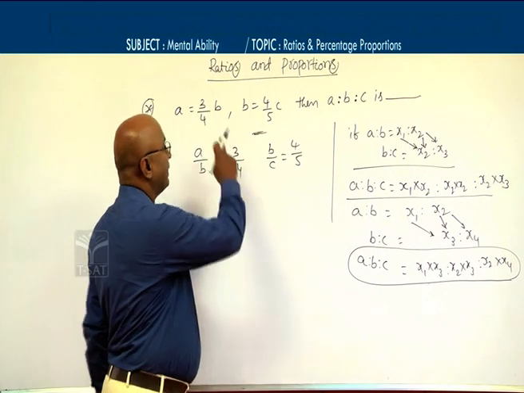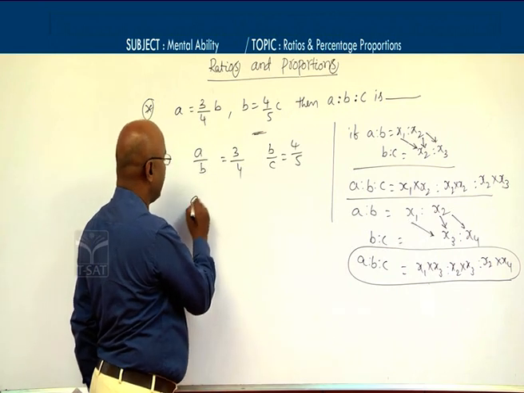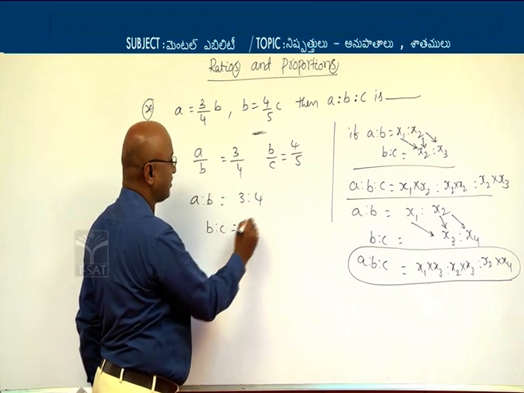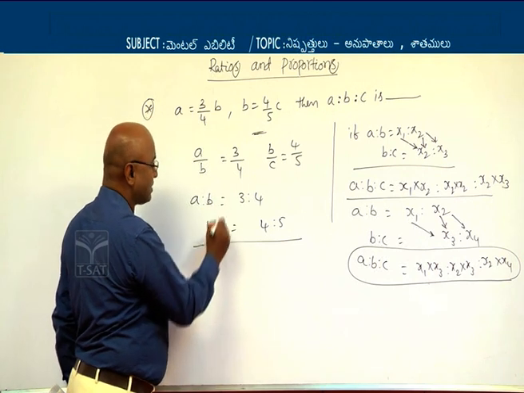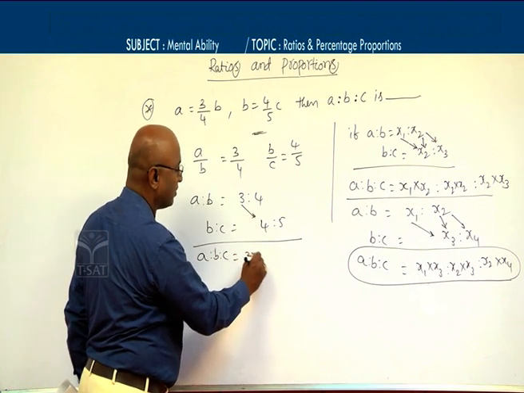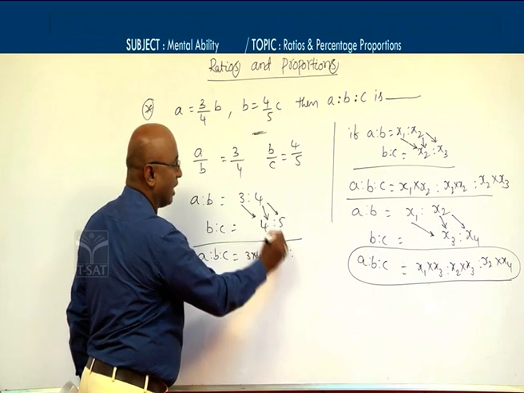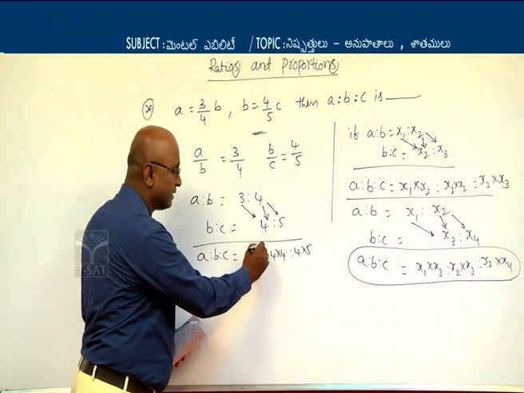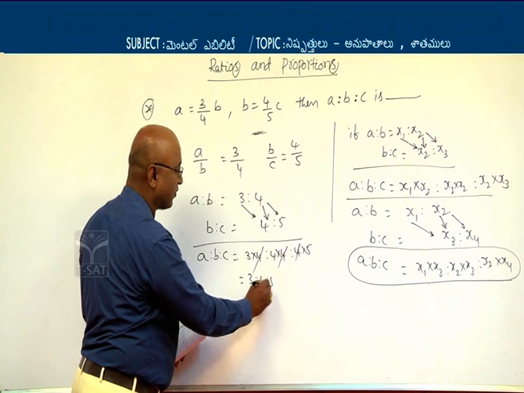When it is given like this and we want to find the value of A is to B is to C, we have to follow it in this way. Here, look, A is to B is equal to 3 is to 4, B is to C is equal to 4 is to 5. Now A is to B is to C is equal to 3 into 4 is to 4 into 4 is to 4 into 5. Here the common number is 4. That's why we can cancel this 4. It is equal to 3 is to 4 is to 5.